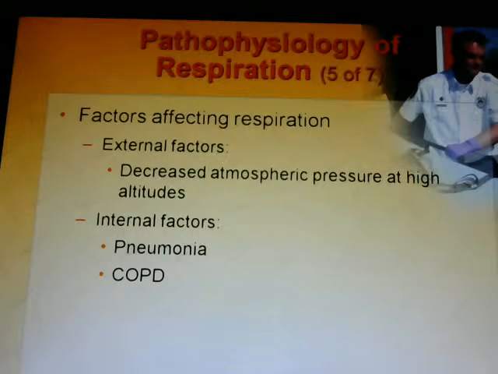External factors include decreased atmospheric pressure at high altitudes. That's why when you go up in a plane, it has to be pressurized, or there's a problem. If you're a climber, you can start having trouble breathing at pretty high altitudes because the air is thinner. Different internal factors: you might have pneumonia or COPD, chronic obstructive pulmonary disease.